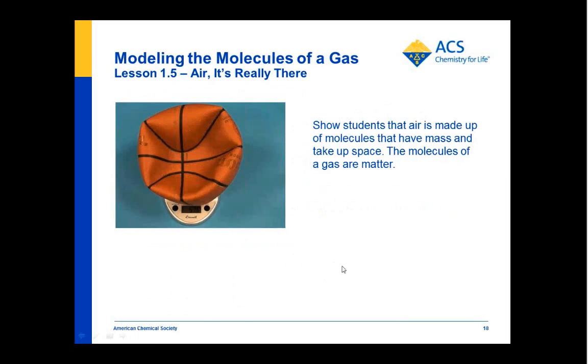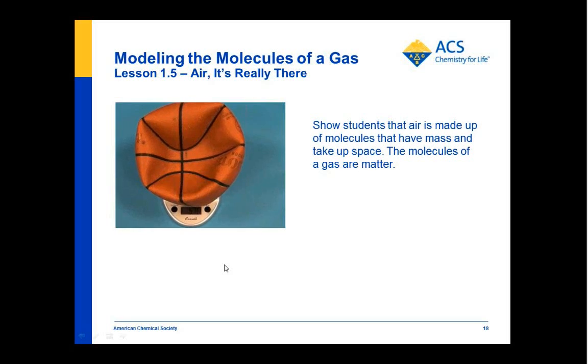We also need to talk about gases because in this particular performance expectation, it talks about all the states of matter, solids, liquids, and gases. So, at middle school, maybe students understand that gases are matter, but you might need to drive that point home.